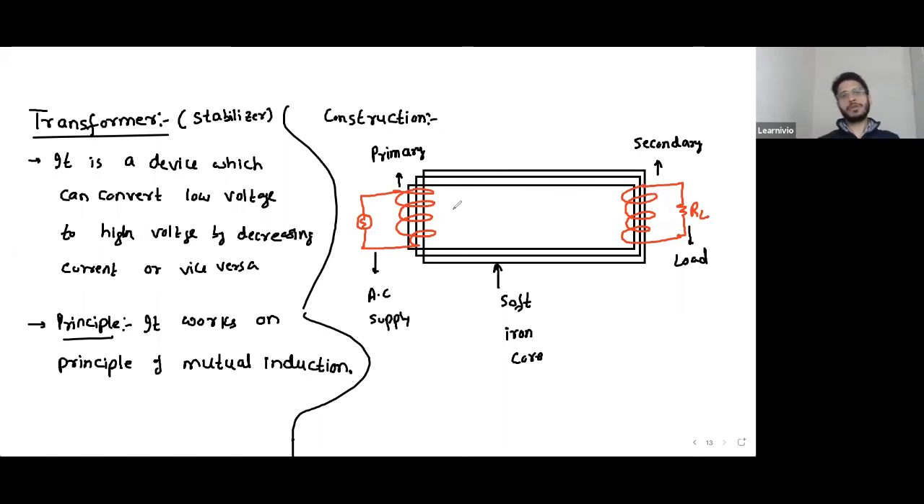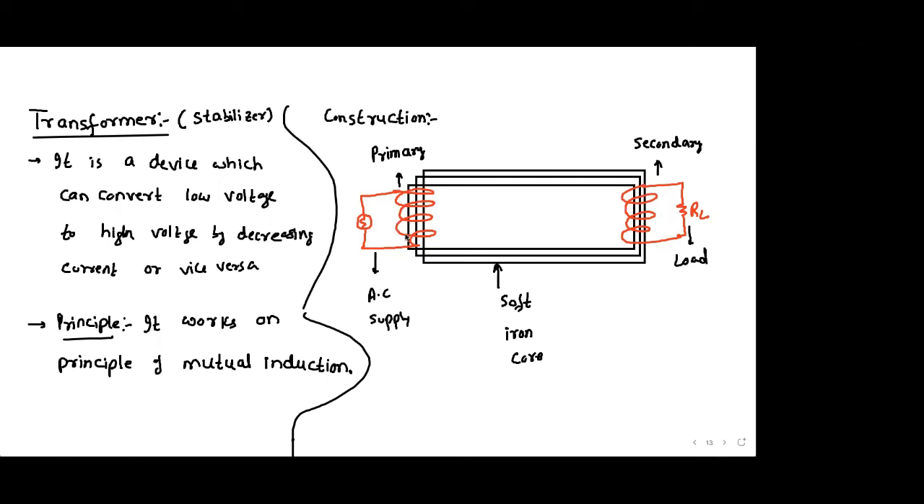There is no direct connection between primary and secondary. From primary to secondary, you can say that voltage travels using mutual induction. In primary, you have AC. AC is variable. When voltage changes in primary, then it gets induced in secondary. So it's basically working on the principle of mutual induction. The voltage at the primary is Vp. The voltage at the secondary side is Vs. So Vp is voltage at primary.